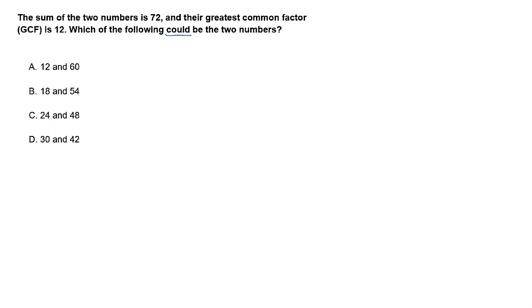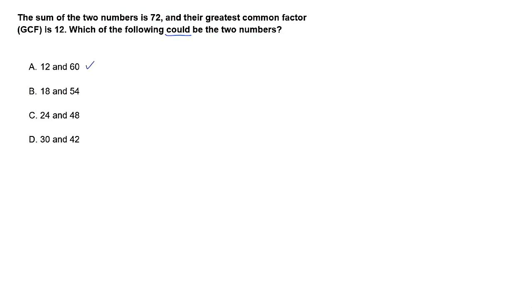So there are two parts to the question. The first one is, the sum of the two numbers is 72. So that's a quick check. We might be able to eliminate some answers there. So let's just check through that real quick. So 12 plus 60, that equals 72. So that one could fit the first part.